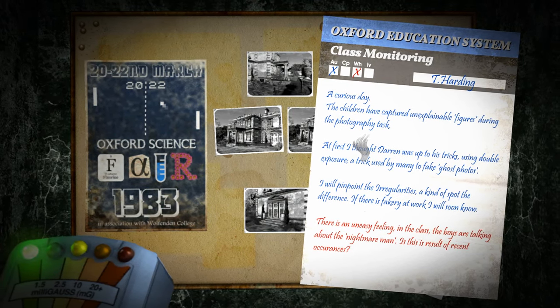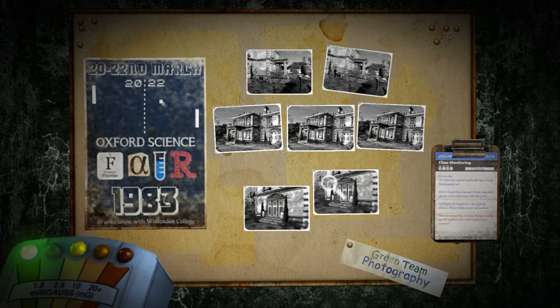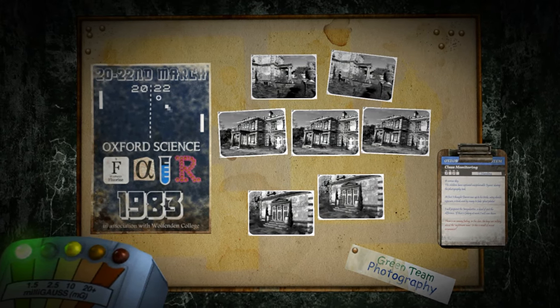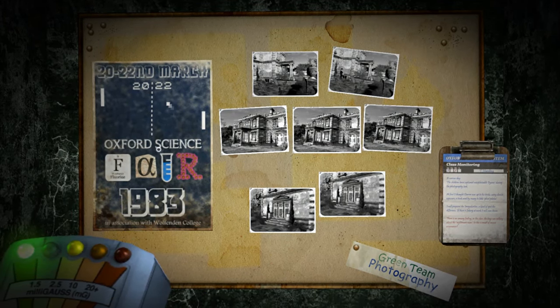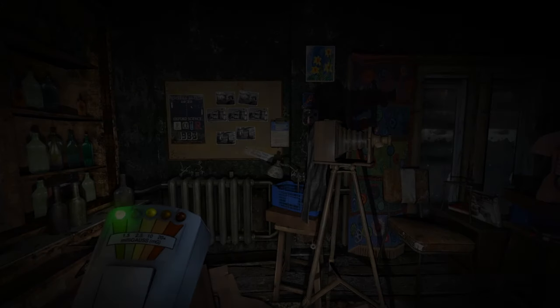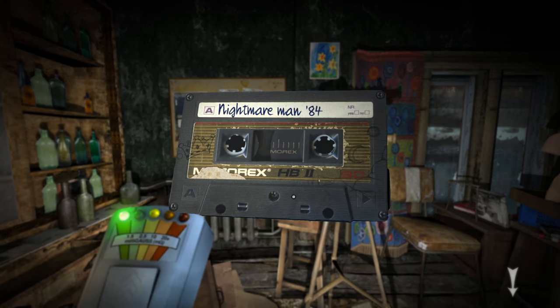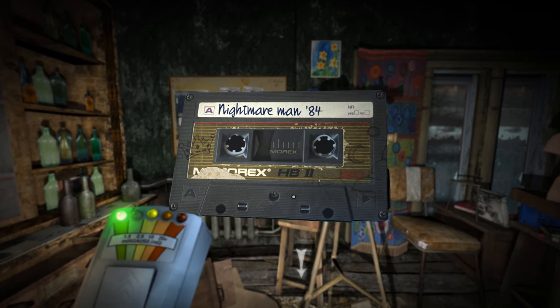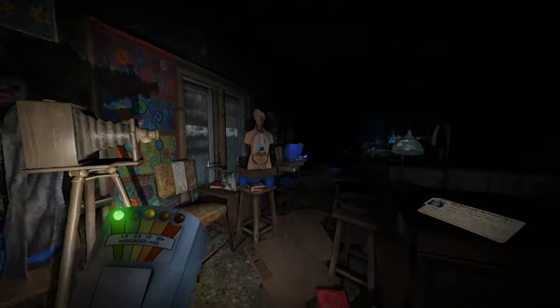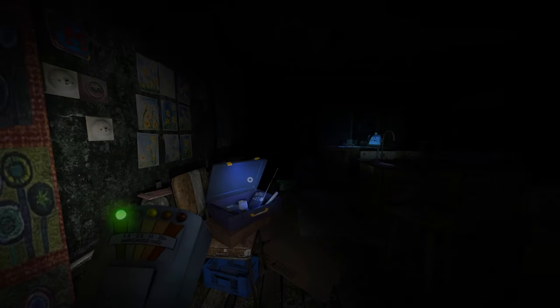There's no way you could look at those pictures and tell whether it's a double exposure or not. But certainly all of them could have been made with a double exposure. The Nightmare Man, that is what it says here. Before I go any further in here, let's go see what they've left for us.